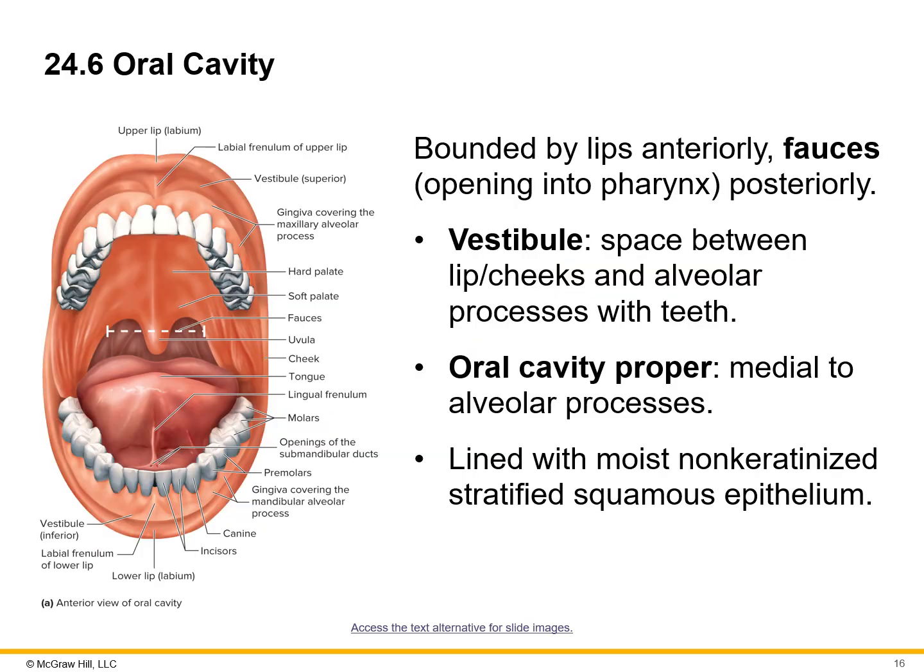Now, if we start in the oral cavity with our digestive tract, so this is bound by the lips and the fauces, which are the opening of the pharynx. We have what's called the vestibule, which is the space between the lips and the cheek and then the teeth. So there are some various medicines that can be given there in the cheek. It's called the buccal administration. So that would be in this space. We also have the oral cavity proper, which is just medial to those alveolar processes. And this entire cavity is lined with non-keratinized stratified squamous epithelium.